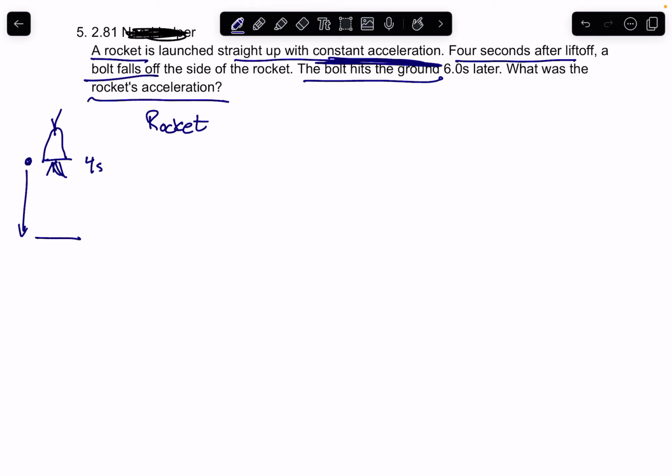Make sense? So y1 of the rocket: he starts off, y1 equals 0, right? y2, well, we don't know that. We're going to need to find that, though. What is the v1 of the rocket? Initially, he was at rest, so that's 0. v2, we don't know that either.